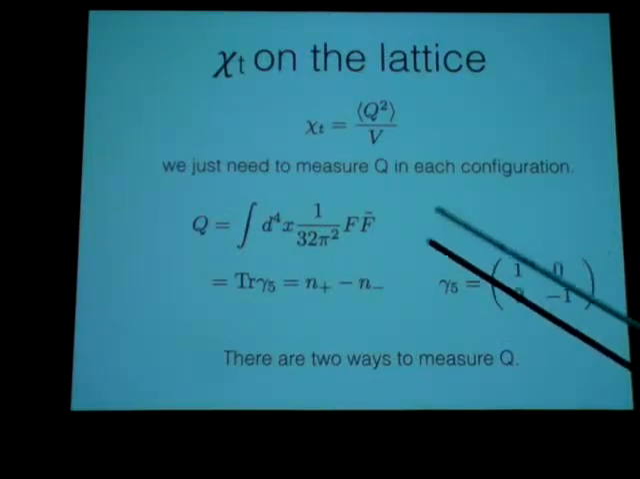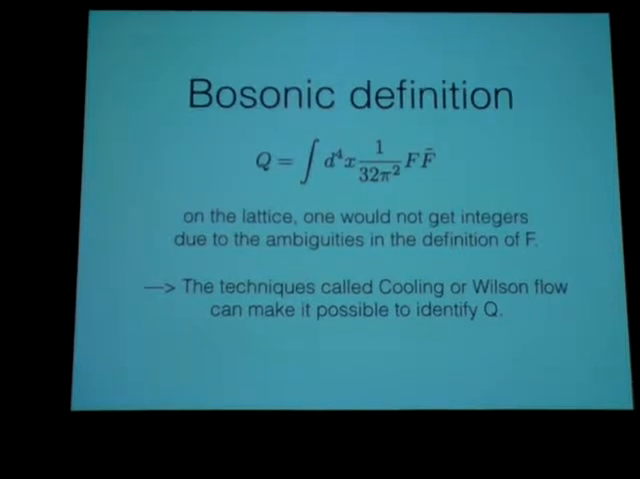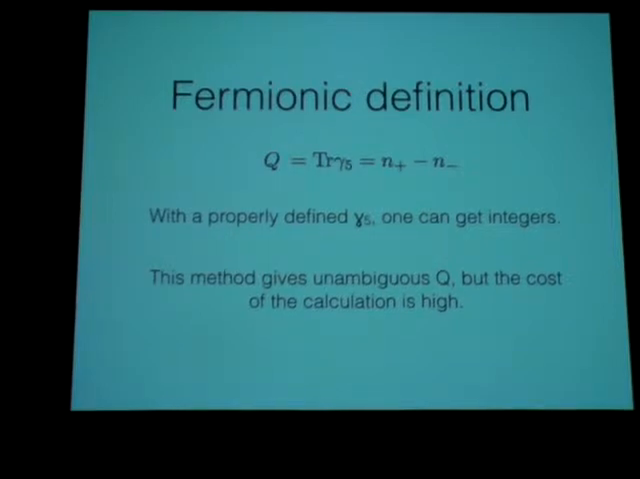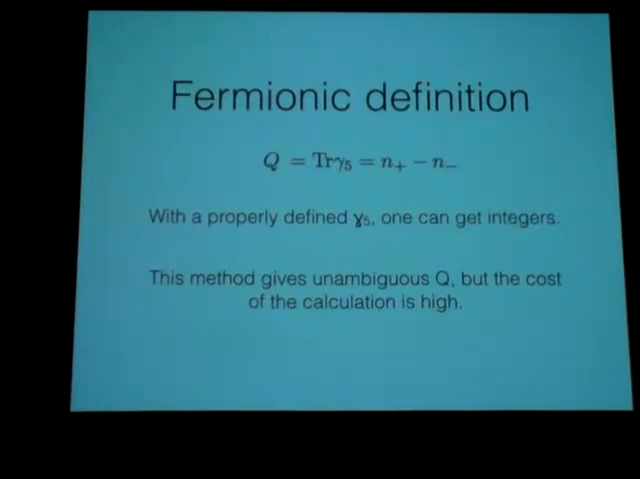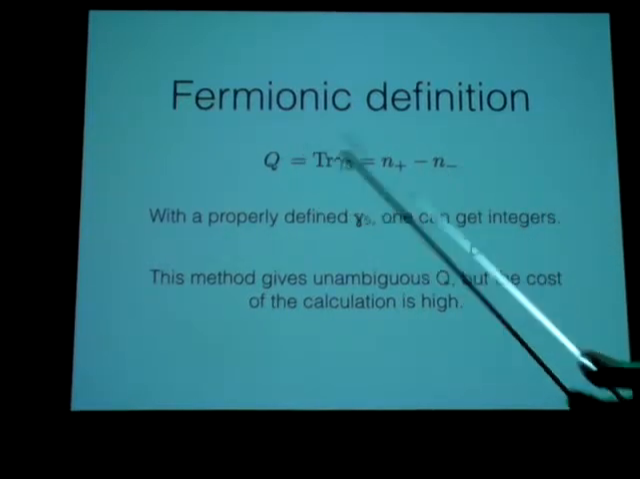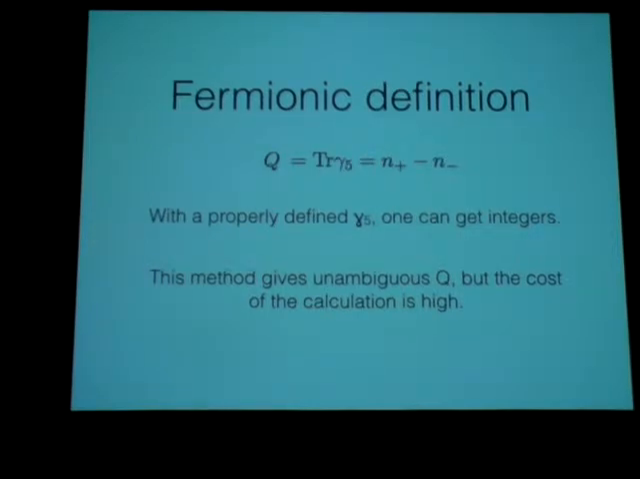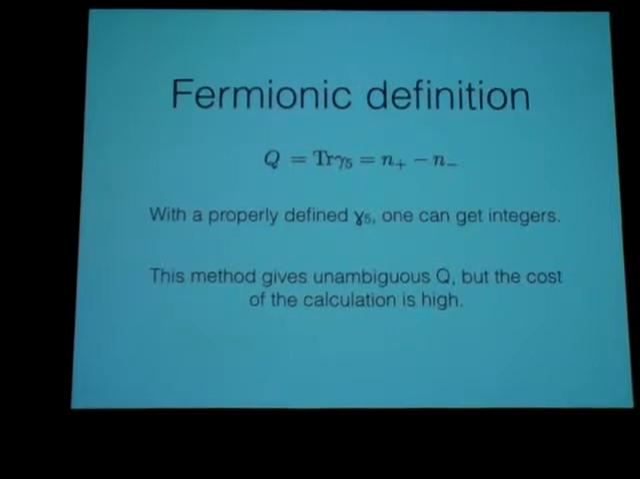Anyway, there are two ways, a bosonic way and a fermionic way. For the bosonic way, as I said, you usually get a non-integer, but there are techniques to get an integer number by using Wilson flow or gradient flow. That is basically artificially making the configuration smooth, and after the gradient flow you actually get an integer number. That's a nice way to define the instanton number. And as I said, the fermionic way, just counting the number of zero modes, is also a nice definition of the instanton number, and that's something we can do.